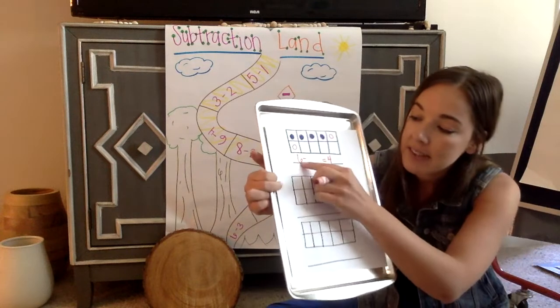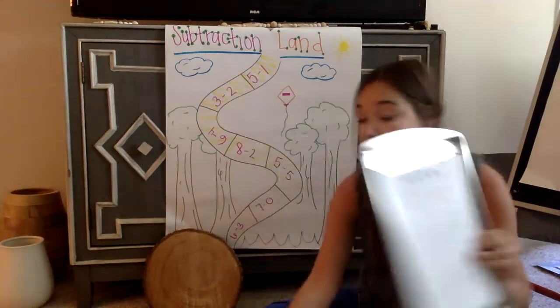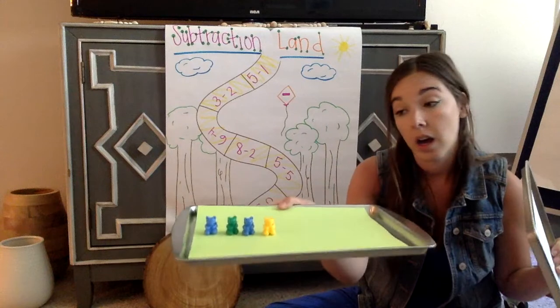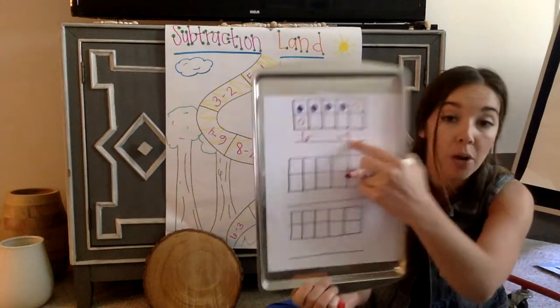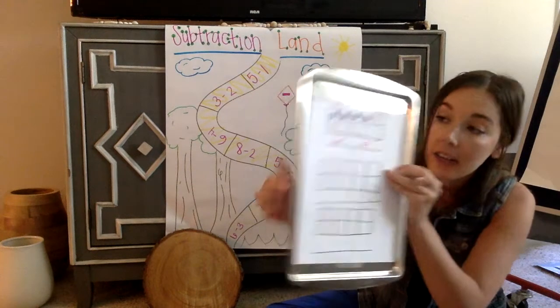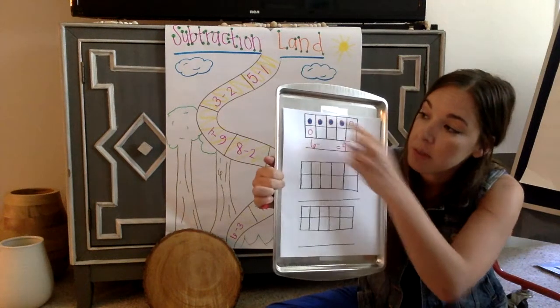I didn't write 6, take away 4 because I didn't take away 4. I have 4 left. I have 4 as my other part, so I wrote my 4 here. And I colored in 4 circles to be my 4 bears.